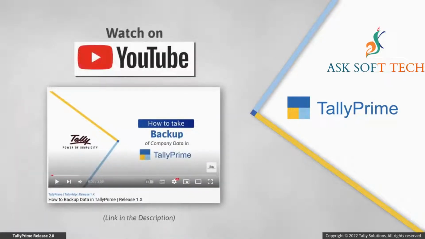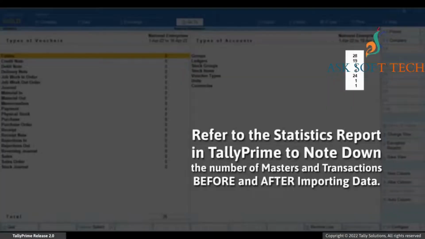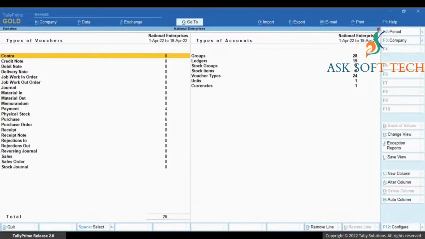Before exporting or importing any set of masters or transactions, you should take a backup of the company. You can watch our video, How to Backup Company Data in TallyPrime. We also recommend you to note down the number of masters and transactions in a company before and after import so that you can tally the data.